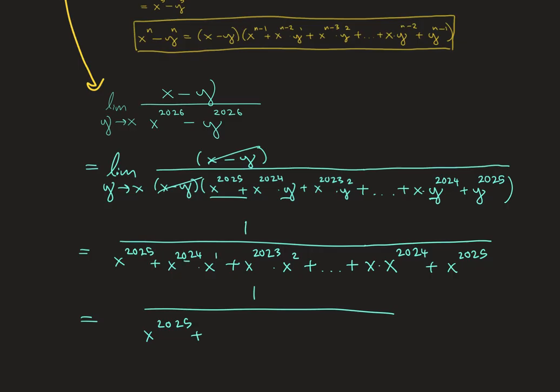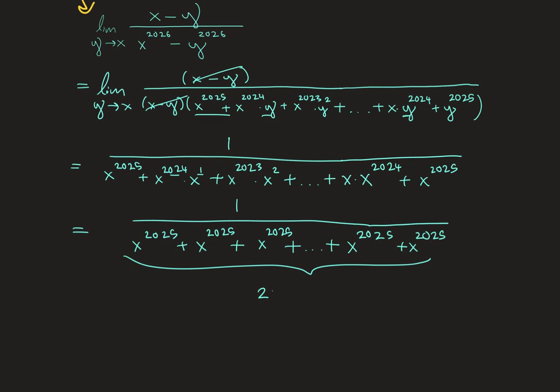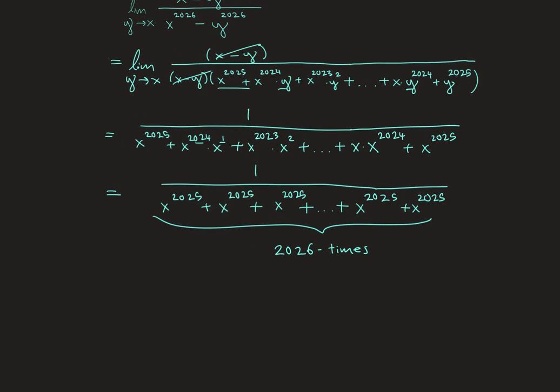What I think I have is 1 divided by x to the 2025 plus, exponent rules, you add these exponents, x to the 2025 plus x to the 2025 plus, and so on, plus x to the 2025. But how many times have I added x to the 2025? As I was mentioning earlier, I think 2026 times. Giving me a final answer of 1 divided by 2026 times x to the 2025.